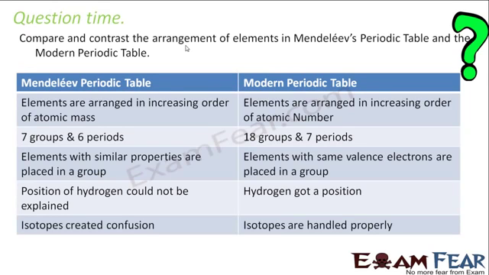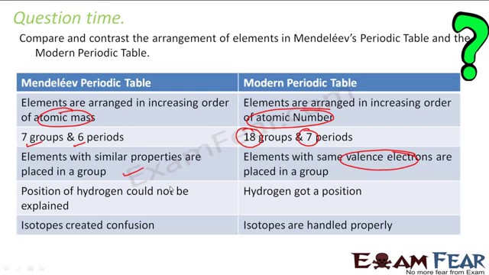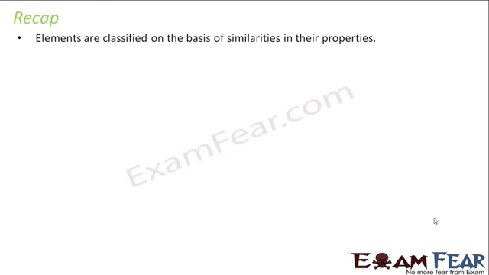We'll compare the Mendeleev and modern periodic tables. Here's a comparison. In Mendeleev's, elements are arranged on the basis of atomic mass; in the modern one, on the basis of atomic number. There are 7 groups and 6 periods in Mendeleev's, and 18 groups and 7 periods in the modern table. Elements with similar properties are placed in a group in Mendeleev's, while in the modern table elements with the same valence electrons are placed in a group. The position of hydrogen could not be explained in Mendeleev's but is explained in the modern table. There is isotope confusion in Mendeleev's, but no confusion of isotopes in the modern table. That's the difference.